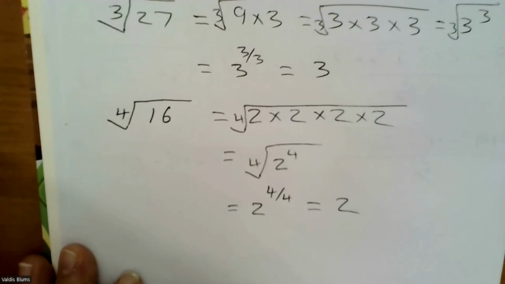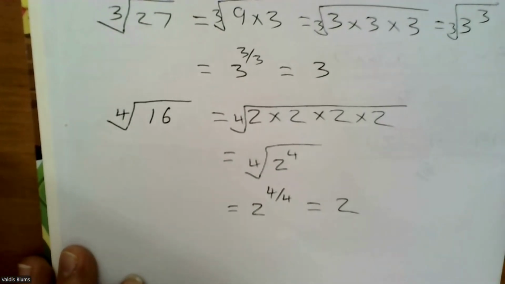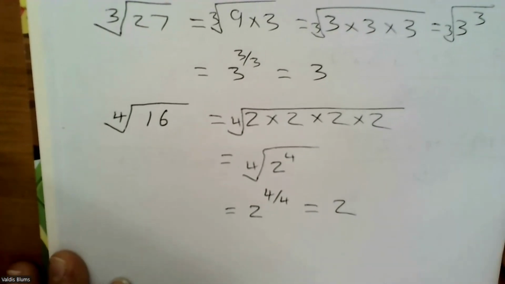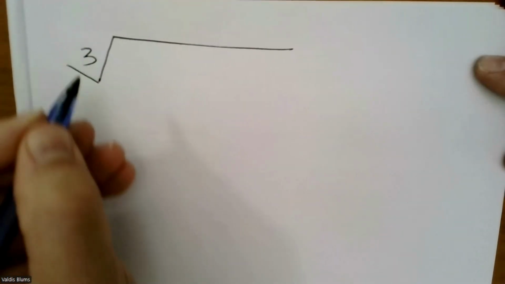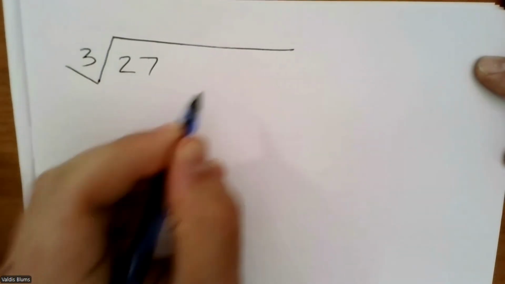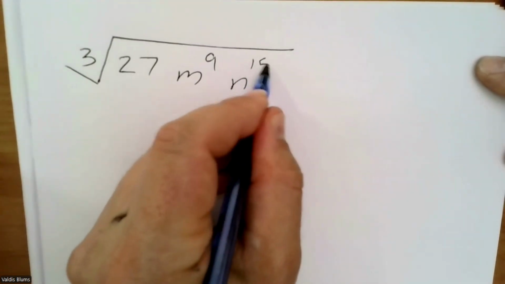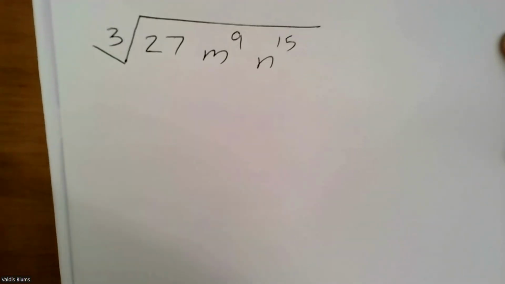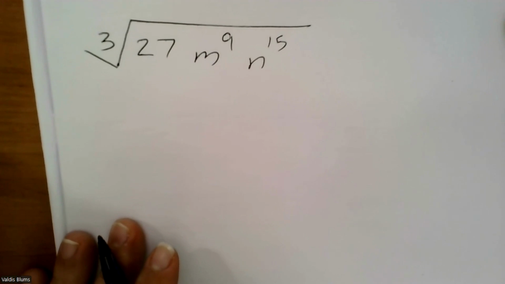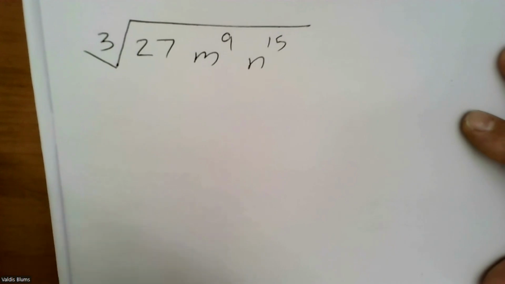Now, if we were to use these radical signs in a question related to surds, let's look at, for instance, the cubed root of 27 m^9 n^15. So have a go at doing this question. I'll pause it here. I'll come back in about 10 seconds.